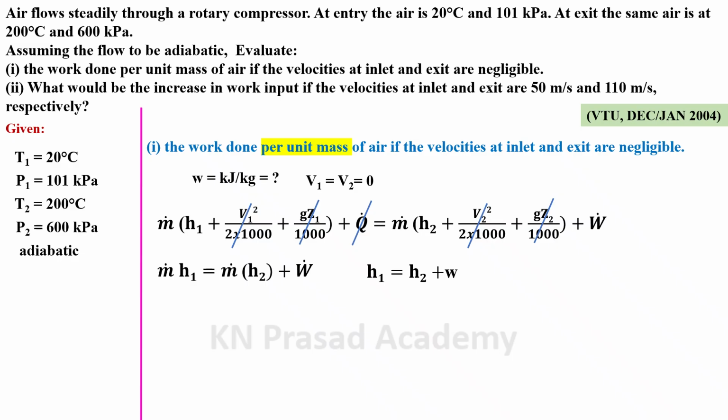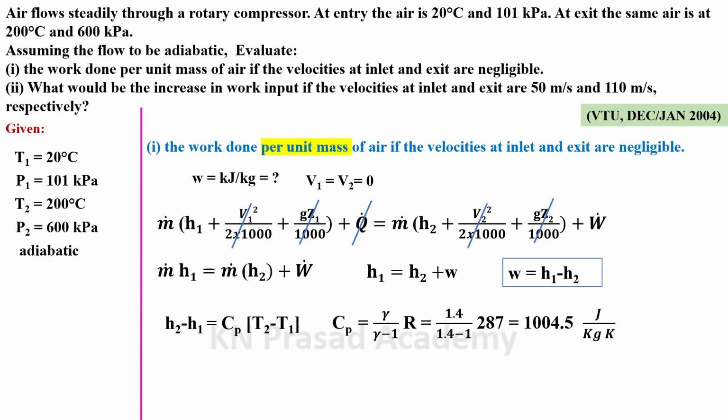And we know in adiabatic flow, the change in enthalpy, h2 minus h1, equal to Cp into T2 minus T1. So we know the Cp value. Cp equal to gamma divided by gamma minus 1 times R. The gamma value for air is 1.4 and the R value we know, that is 287. Then substitute and we will get Cp as 1004.5 joule per kg Kelvin.